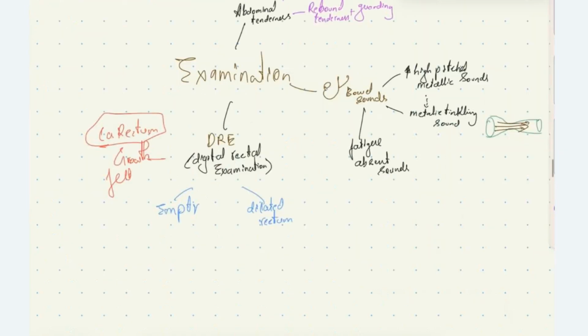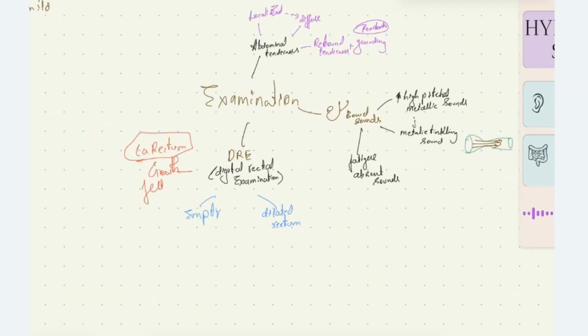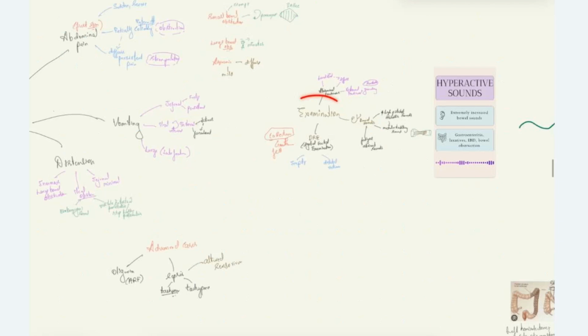Then it is followed by fatigue of the muscles and absence of bowel sounds. On digital rectal examination, the rectum can be empty and dilated. If the obstruction is at the level of the ileum, jejunum, or colon, the rectum will be empty and dilated. If the obstruction is due to carcinoma in the rectum, we can feel the growth on digital rectal examination. This is about the examination findings seen in intestinal obstruction.